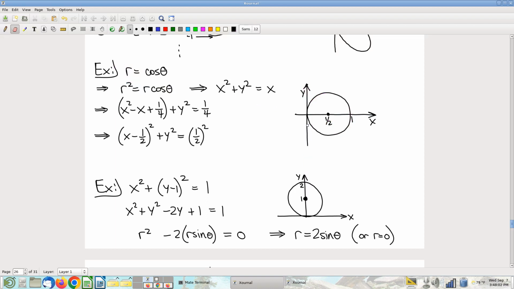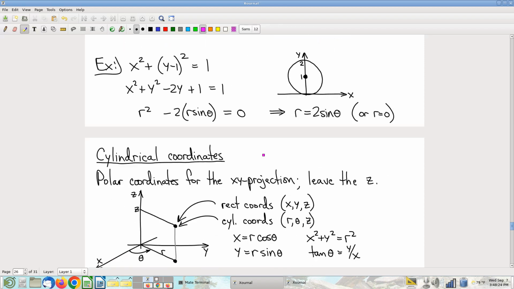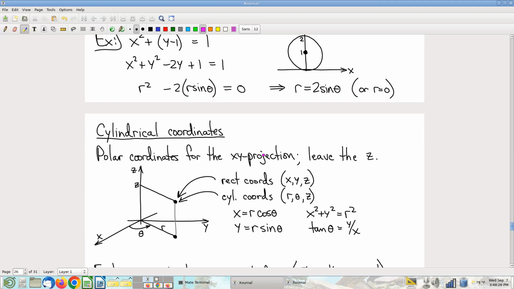And then, likewise, circles centered on the y-axis that go through the origin tangent to the x-axis also come up. And so knowing what those look like is also handy. Conveniently, it's just sine and cosine. All right, but anyway, you want to make sure to remember those. Okay, so that's polar coordinates.